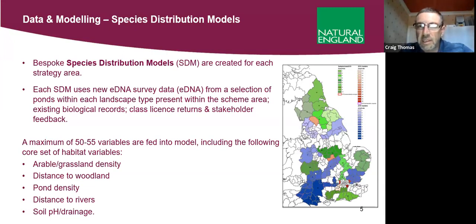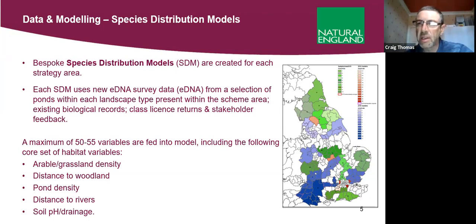We look at developing species distribution models for each strategy area. And strategies generally are at a county type scale. They're clusters of LPAs within a county. So there's a scheme operational in Cheshire, in Kent, in Essex. That's the sort of level we're looking at developing species distribution models. And they're based on the survey data that I mentioned earlier, the eDNA survey data.